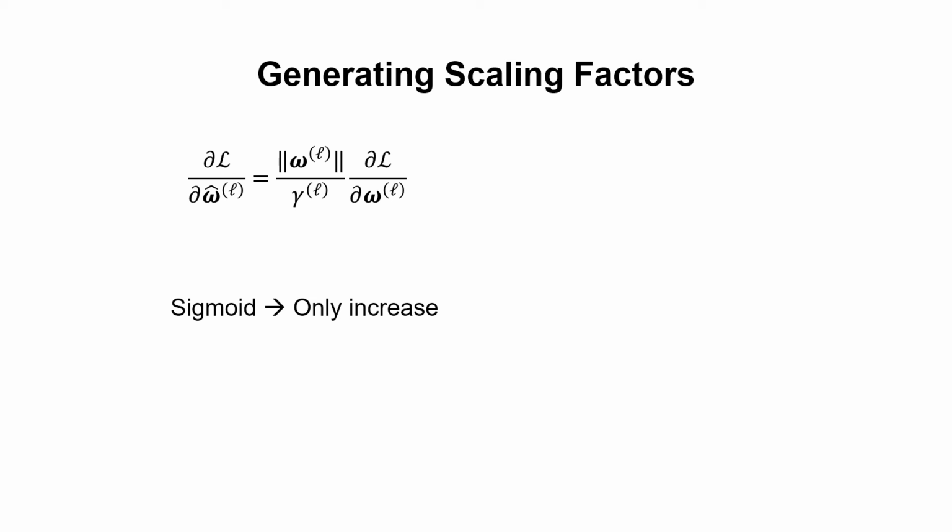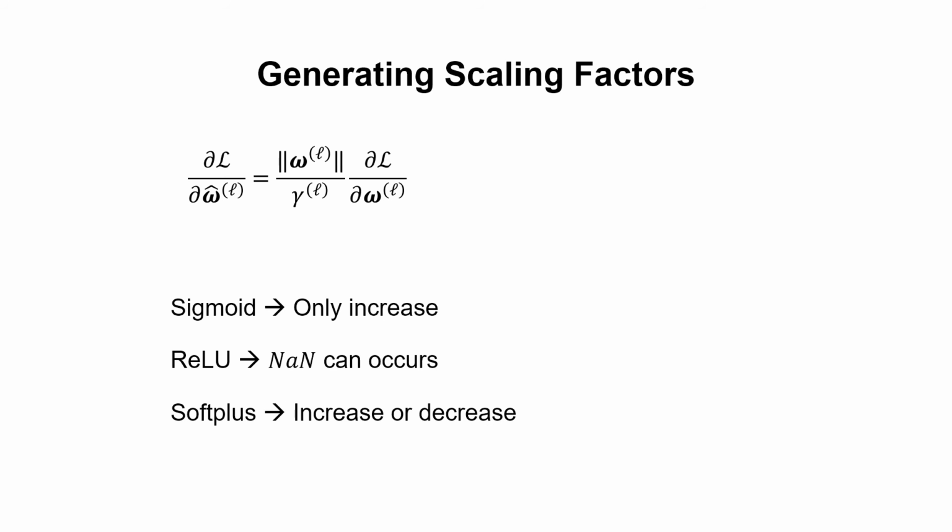Some may ask if there is any specific reason to use the softplus function. As mentioned earlier, the gradient norms are scaled by the reciprocal of the scaling factor. If we use sigmoid, the model only scales them in an increasing direction. If we use ReLU, the training process can be broken. But if we use softplus, the model can choose either to increase or decrease the norm.